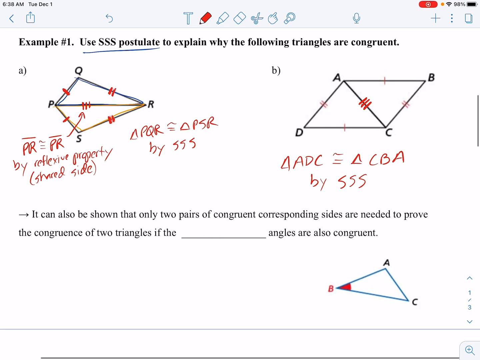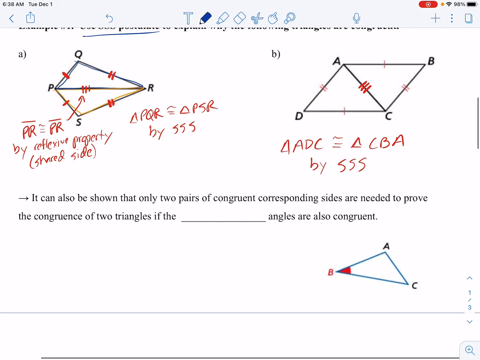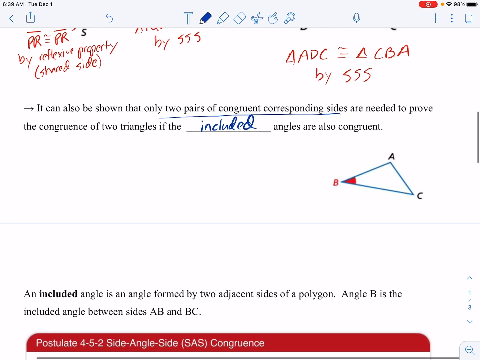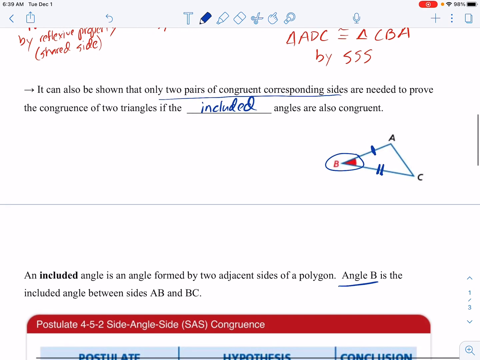Okay, there's also a second congruence postulate we could use that involves two sides and one angle, but there's an important piece of information about that angle. We can show that two pairs of congruent corresponding sides are needed as long as the included angles are also congruent, okay? And the included angle is the angle formed by the two adjacent sides of a polygon. So B is the included angle between sides AB and BC. It's the angle formed by those two sides.